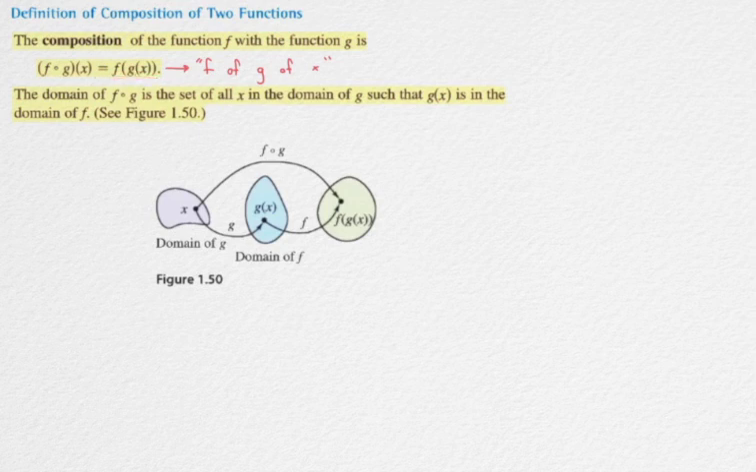And this first part in the notes tries to explain this thing about the domain of f and g. It says the domain of f of g is the set of all x in the domain of g such that g of x is in the domain of f, which I think is kind of a really confusing way of saying it. So let's break this definition down.